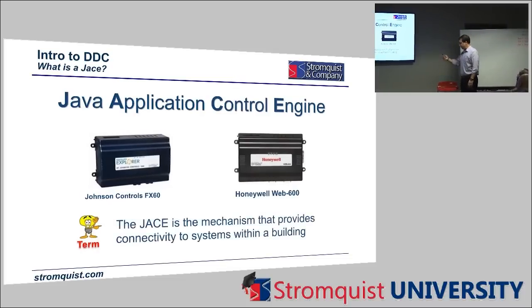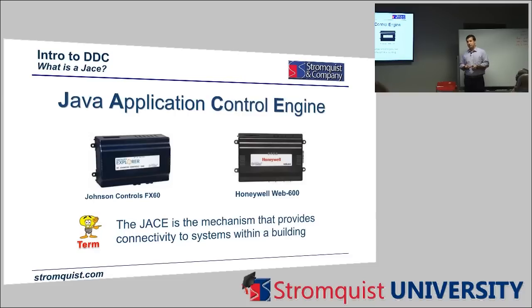So the Jace is the mechanism that provides connectivity to systems within a building. We're going to go into part two a little bit more about how this all comes together and works. But essentially, most of the major manufacturers today have a Jace that they deploy out in the system, and there's, I'm trying not to get too in depth, usually three models of Jaces. Small, medium, large, let's just say that for now.